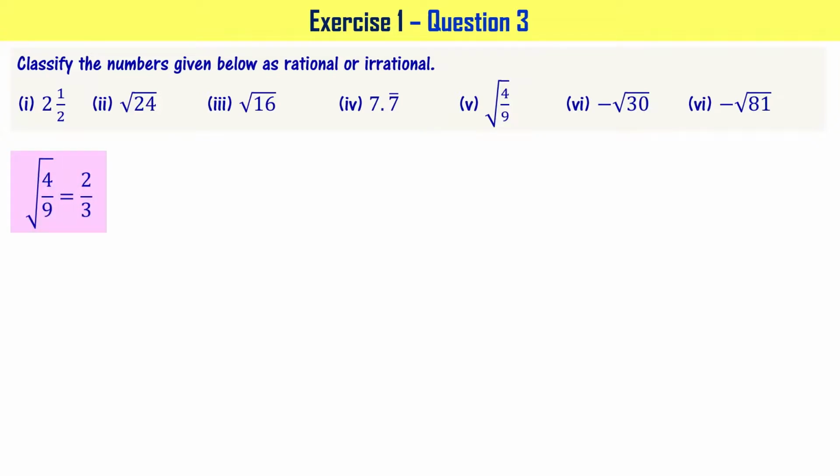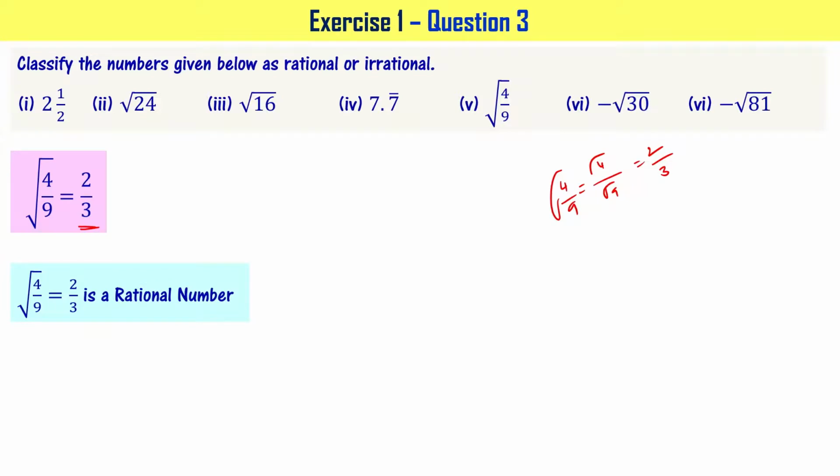We have seen that square root of 4 by 9 can be written as square root of 4 divided by square root of 9, right? It means it can be written as 2 by 3. That's what I have written. 2 by 3 is a ratio of two integers. That's why we can say that square root of 4 by 9 equal to 2 by 3 is a rational number. Got it? Now let's look at the next part of the problem, that is minus root 30.